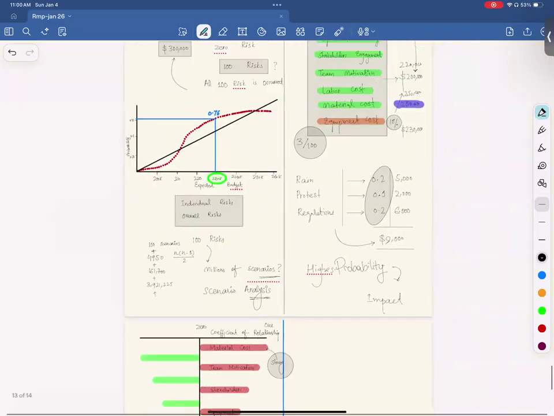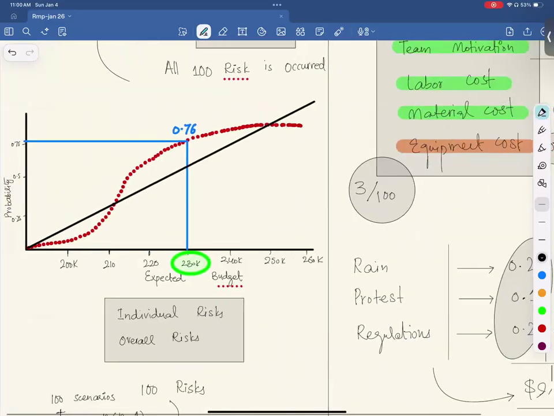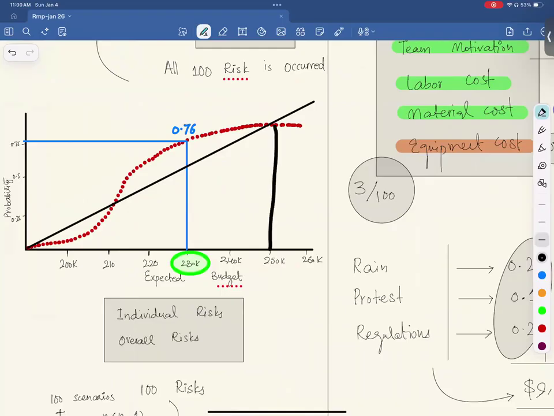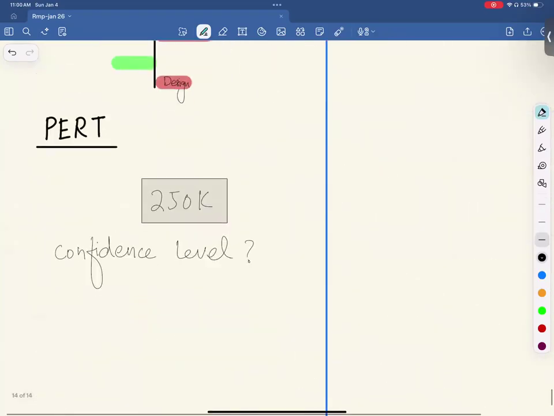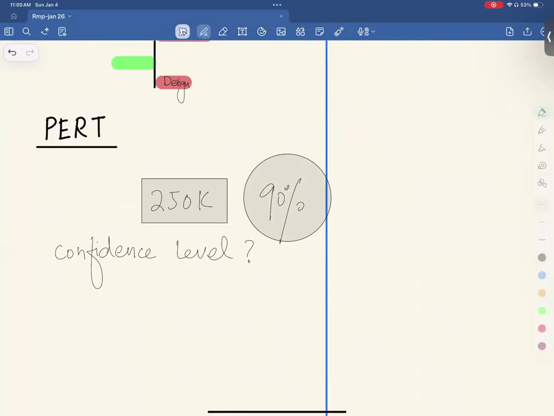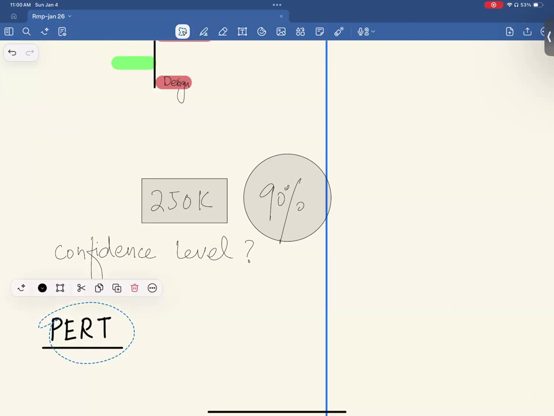And according to this, let's say 250, let me do this, right? So let's say it is 90%. So you can answer, I'm 90% confident that I will end up completing my project in 250,000. You understand? That's what Monte Carlo simulation does. It gives you the confidence level on your estimate. If you still have any question, please feel free to ask.